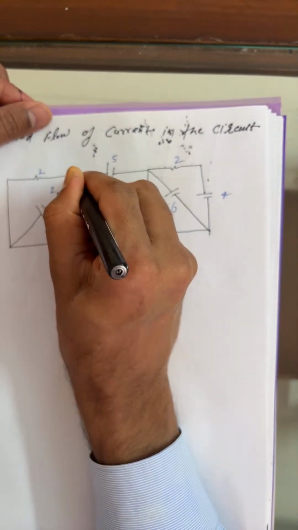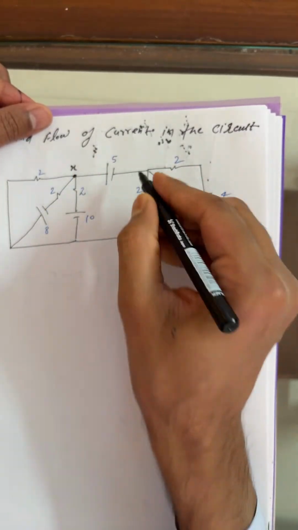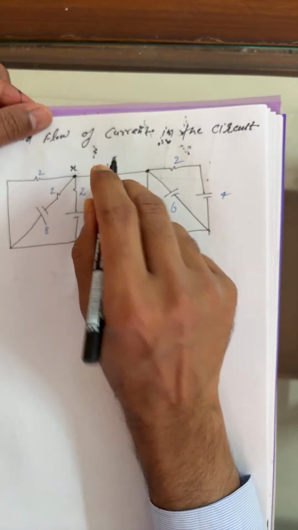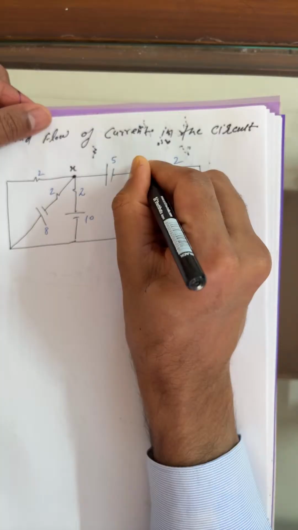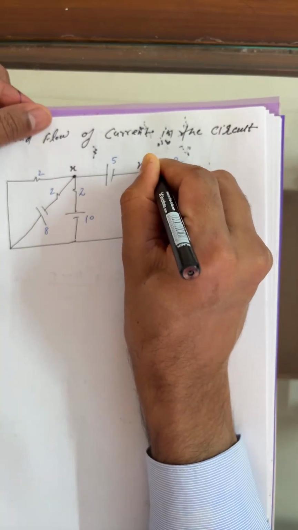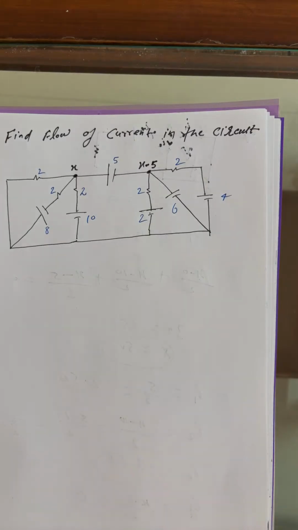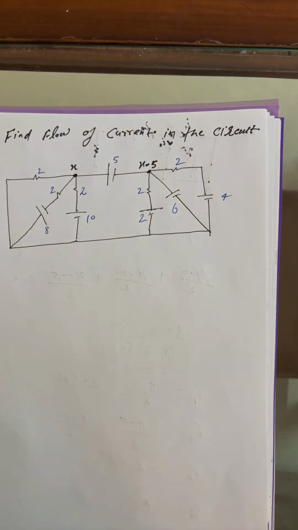So this point you can take, let us suppose, as x. So this point is x minus... What's the potential difference? Plus to minus here, this is even higher potential. So here you can say x minus 5. Right? Okay, then see further.